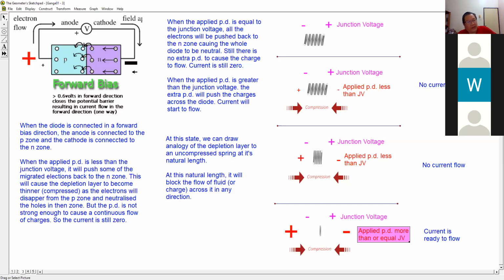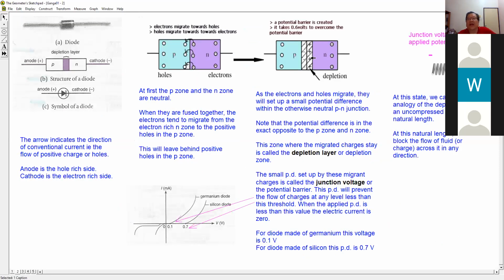Okay. Now, if you look at the external voltage, positive, negative. The positive charge is supposed to flow from this positive side to the negative side. But you are actually blocked by the depletion layer, the depletion zone here. So if you put the positive here and the negative here, this layer is blocking the flow of the positive charge from the P side to the N side. Now, in order for it to flow, you must exert a greater potential difference.